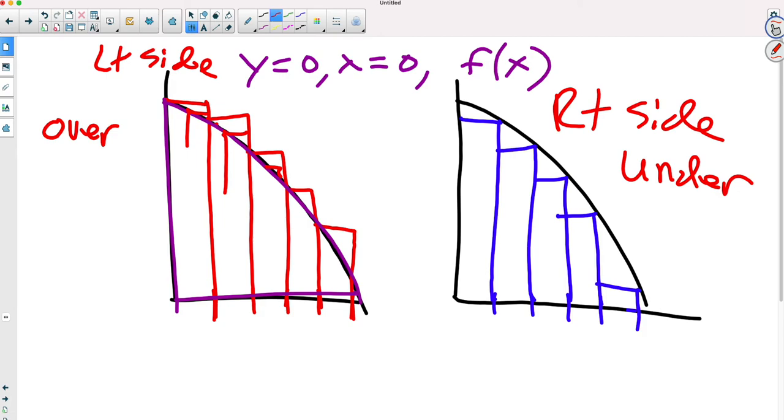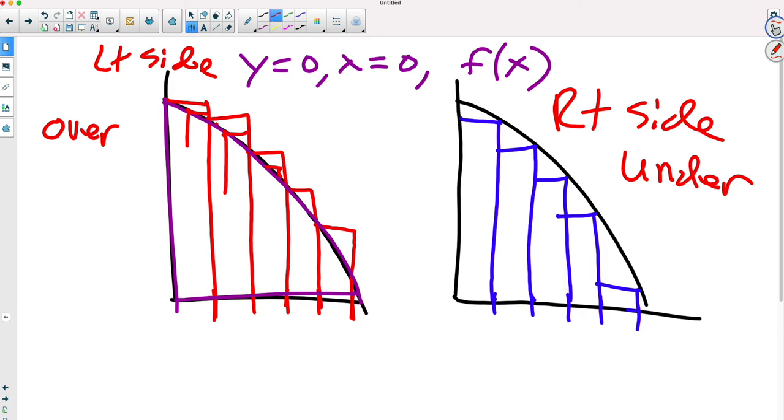Another thing to consider is, these are called inscribed rectangles. I should probably talk about that. These would be the circumscribed rectangles. Okay. So, in this case, the left side was an overestimate.